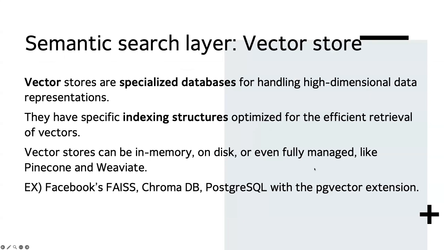So we also have the vector store, which is a database. Vector stores are specialized databases for handling high-dimensional data representations. We say vector. So they have specific indexing structures optimized for the efficient retrieval of vectors. Vector stores can be in memory, on disk, or even fully managed, like Pinecone or Weaviate.